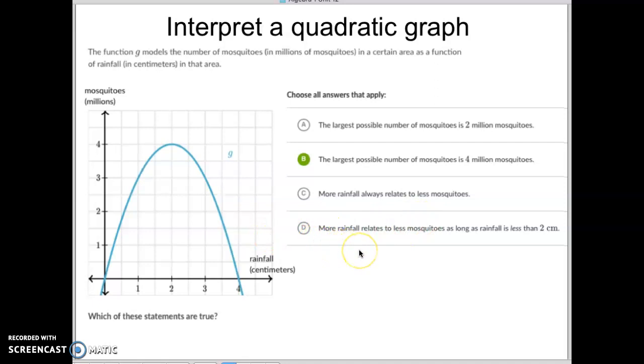And then letter D says more rainfall relates to fewer mosquitoes as long as the rainfall is less than 2 centimeters. Well, actually, if you have rainfall less than 2 centimeters, the more rain you get, the more mosquitoes you get. So it's actually the opposite of letter D. So for the first one, our only answer is letter B, that our maximum was 4 million mosquitoes.